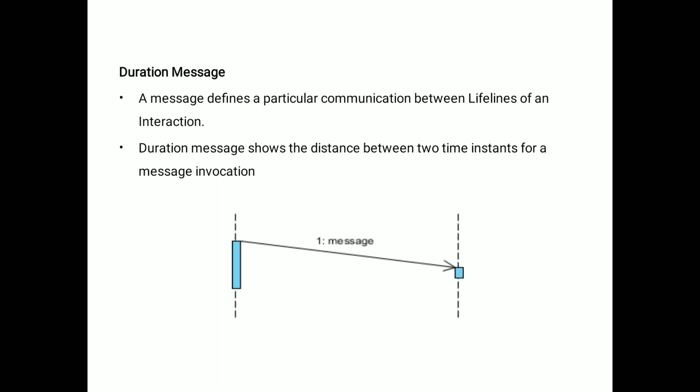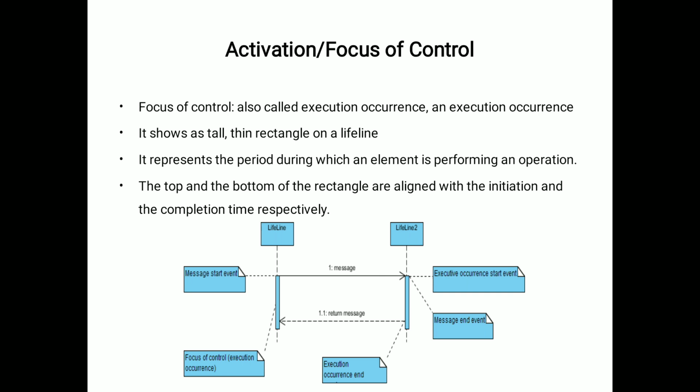A message defines a particular communication between lifelines of an interaction. A duration message shows the distance between two time instants for a message invocation. So here is your sender, receiver and message, and there is one, that is your duration message, this first message. Now you can see activation or focus of control, also called an execution occurrence.